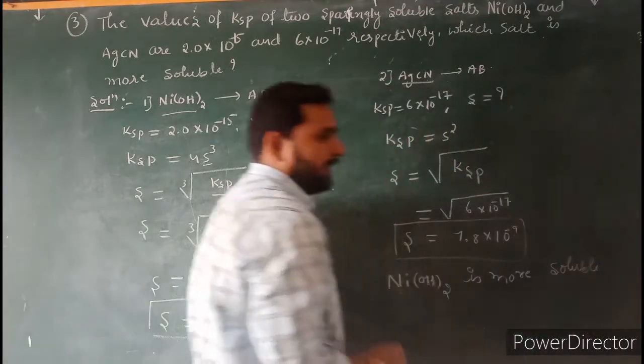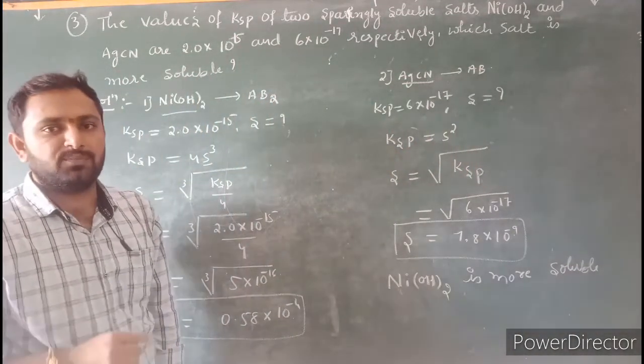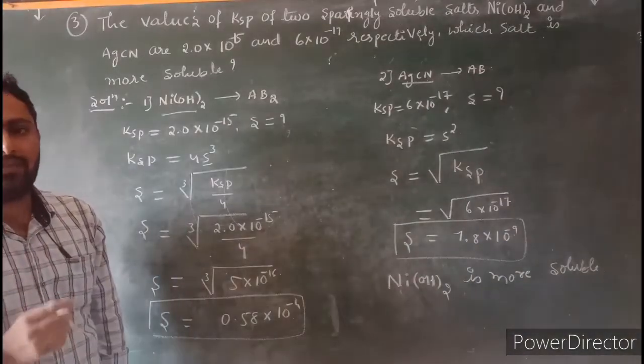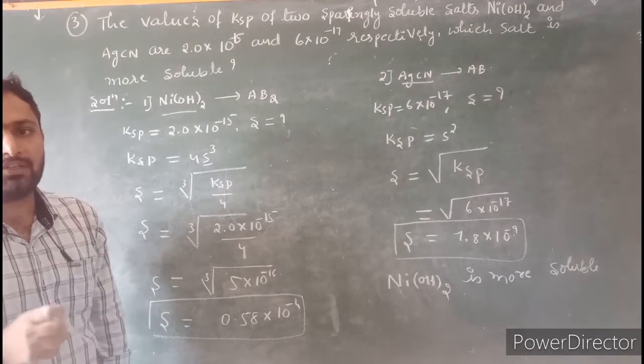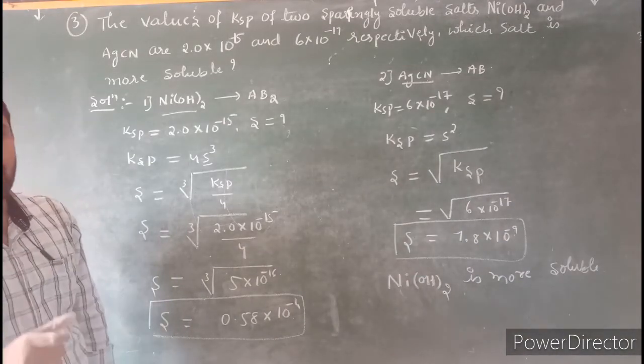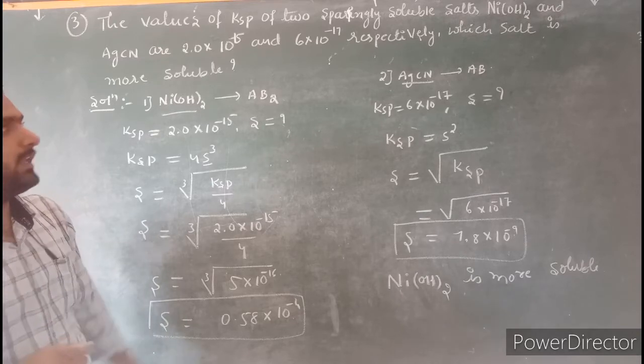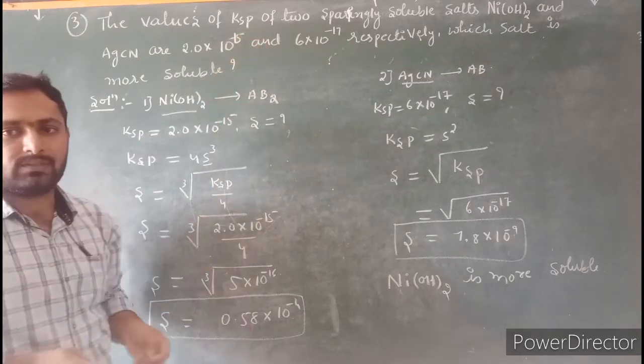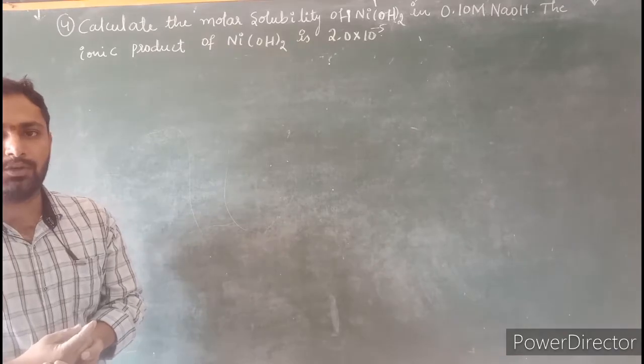In this way, we have to identify which salt is more soluble. To identify which salt is more soluble, first we have to calculate solubility for both salts by using Ksp values. Next, let us solve the fourth numerical.